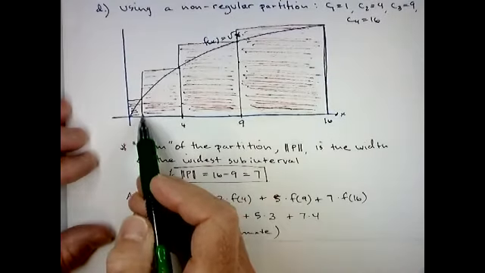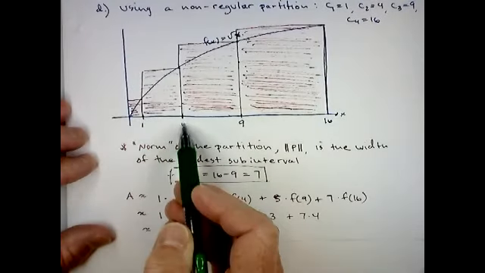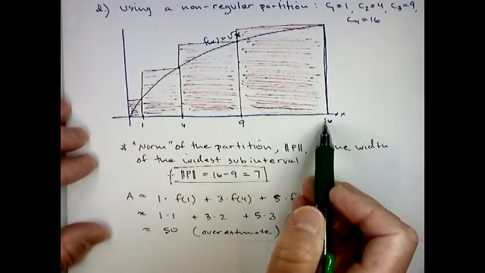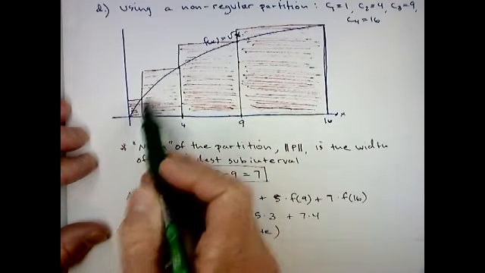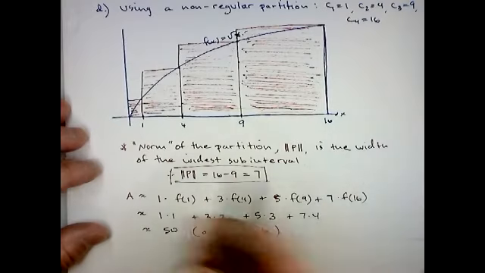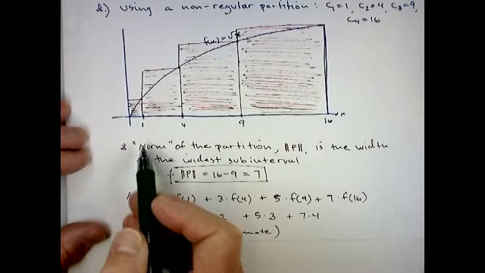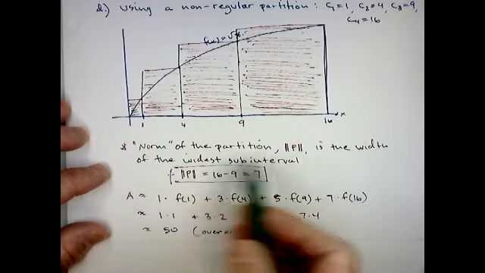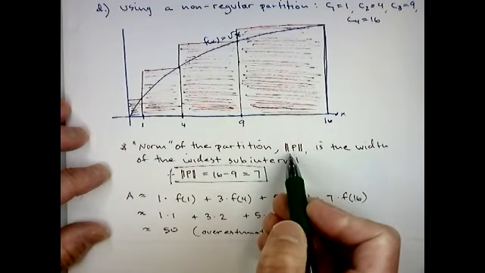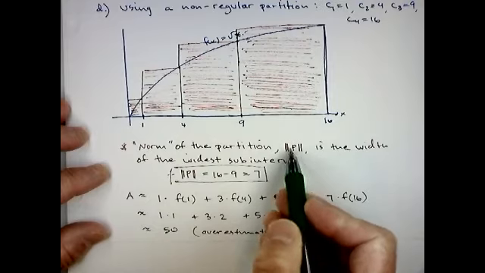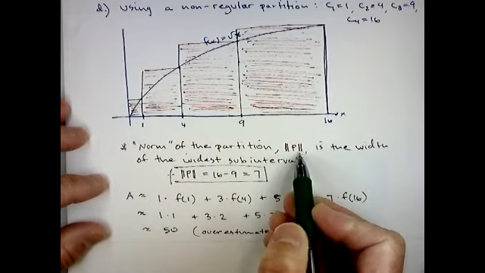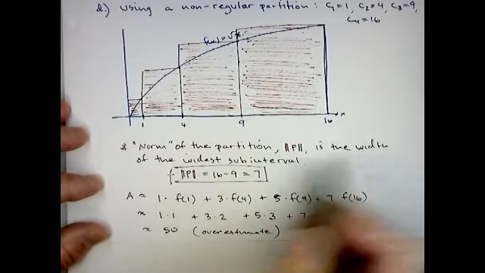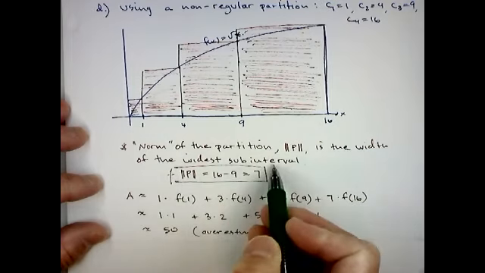So I'm using right-hand endpoints, but I'm using these special chosen sampling numbers here. So I'm going to get an overestimate. One term that we're going to start to talk more about is called the norm of the partition. The notation for that, P is partition, and we use a double absolute value. And that's defined to be the width of the widest subinterval.